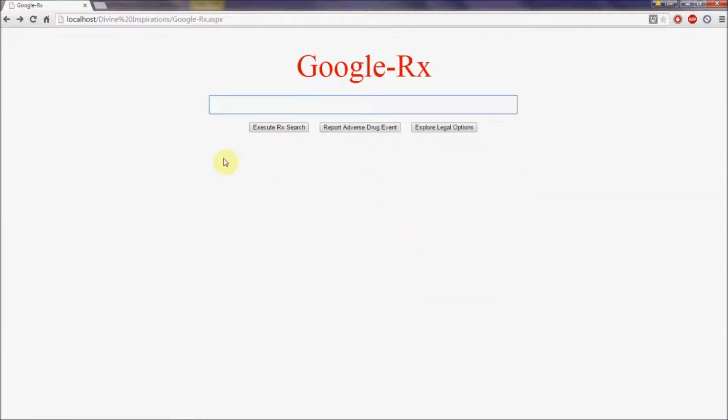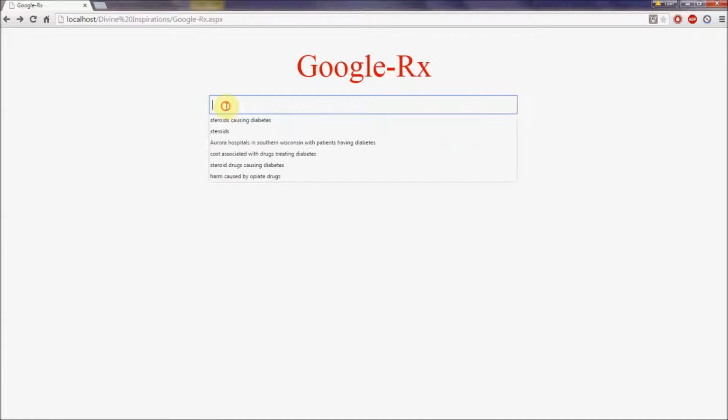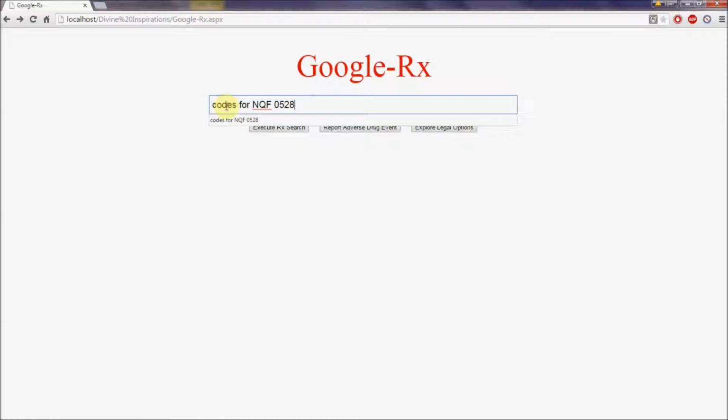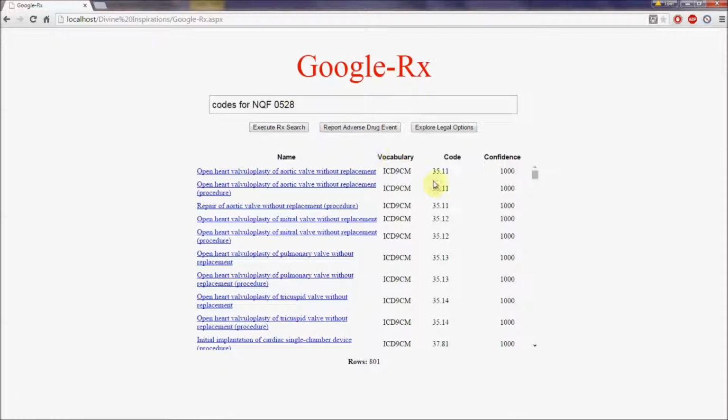GoogleRx can also be used to find codes defined for quality measures. Consider the following example. Codes for NQF 0528. The codes returned by GoogleRx are more than the codes originally defined in the NQF 0528 quality measure specification. GoogleRx also includes code equivalents in other vocabularies. This makes quality measures more portable and potentially expands their use globally.